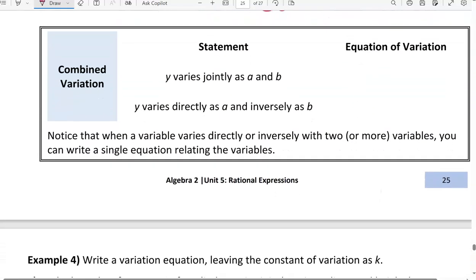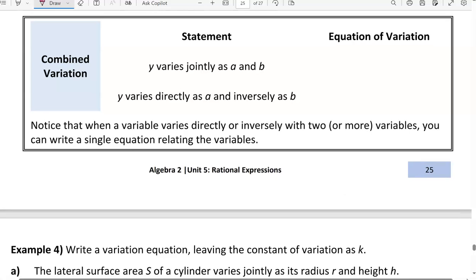All right, now we're going to explore something called combined variation. When Y varies jointly, that is a direct variation, but with two variables. So we have Y dependent not just upon one variable, but on the product of those two variables. So Y is equal to K times A times B. And these are used when we have a number or a variable that's dependent upon more than one other variable.